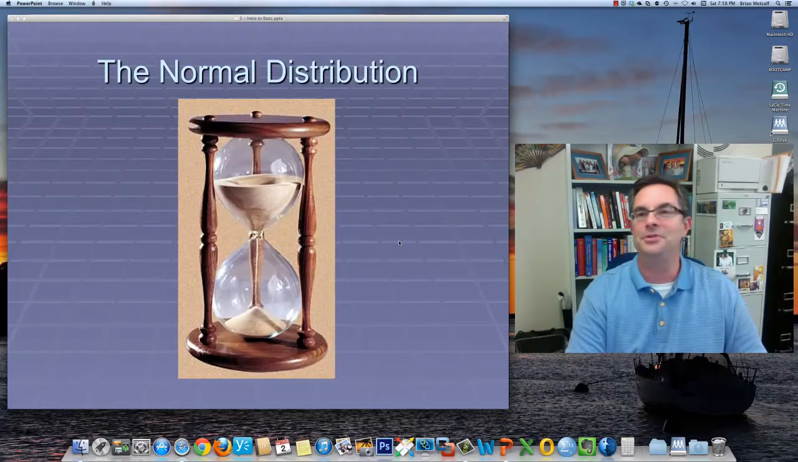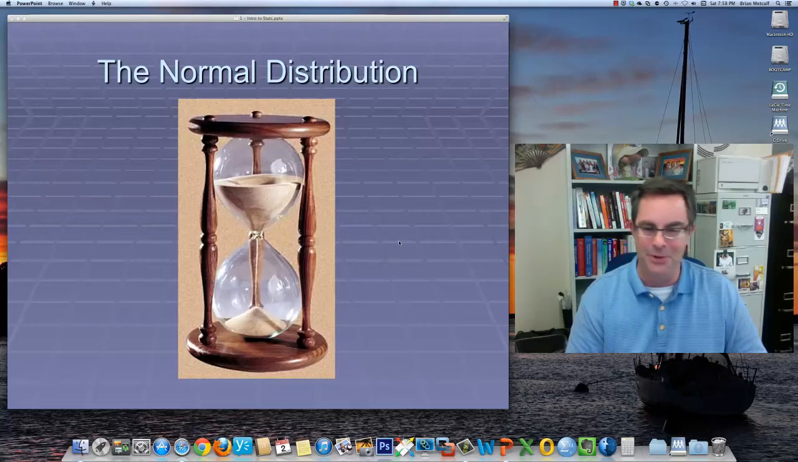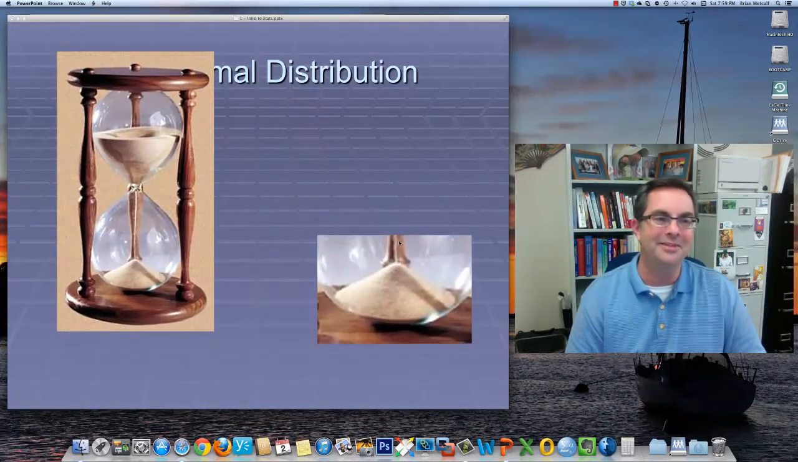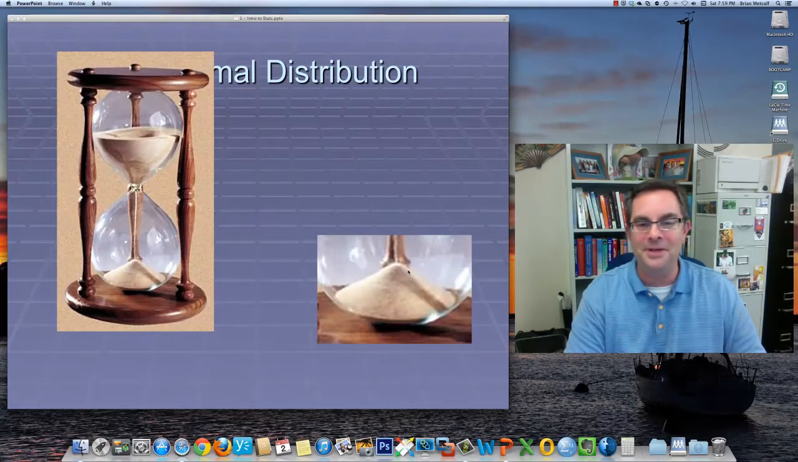We see normal distributions all around us in the world. Now, we don't see too many of these anymore, hourglasses being used to tell us what time it is. But if we look closely at the sand falling in an hourglass, we see that it's forming something of a three-dimensional normal distribution.